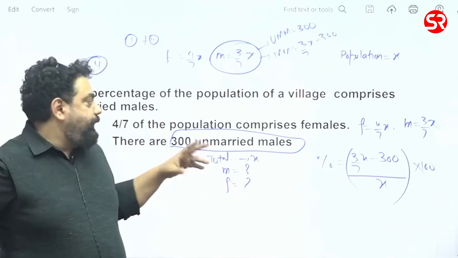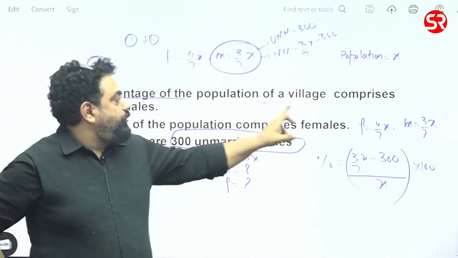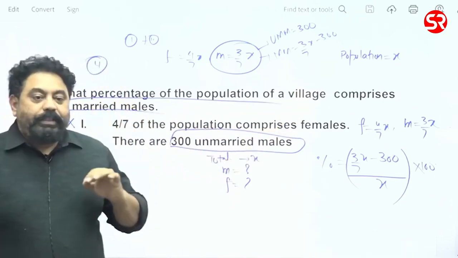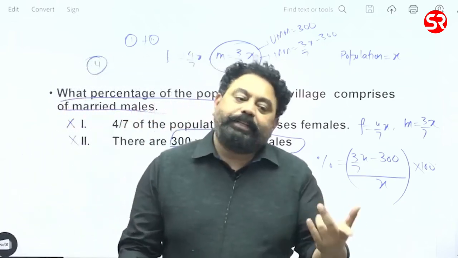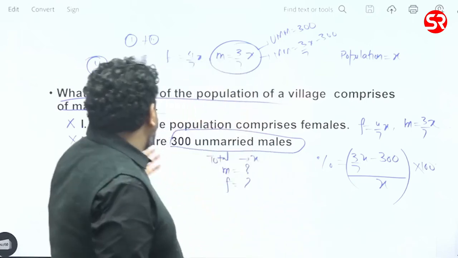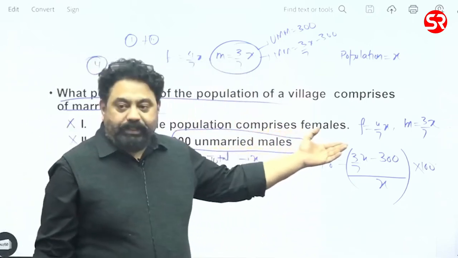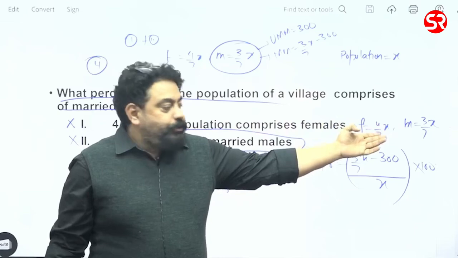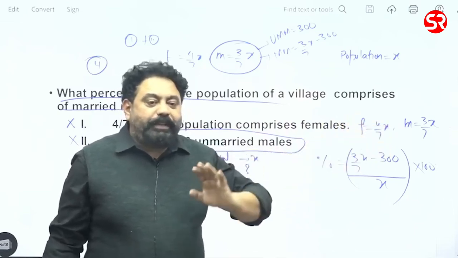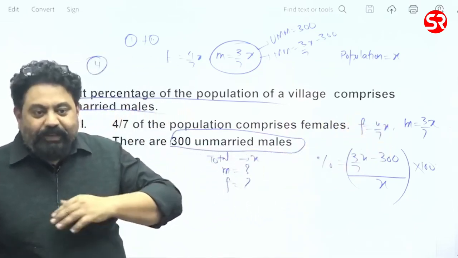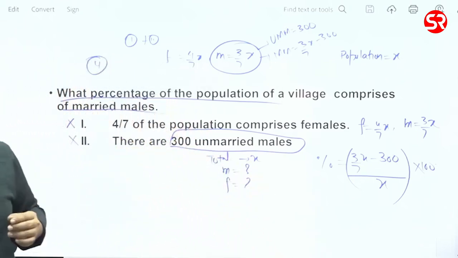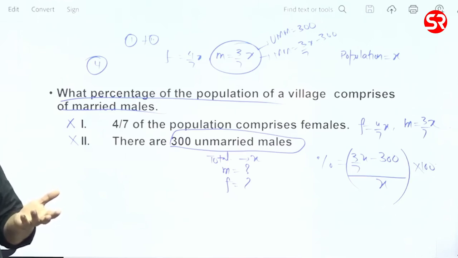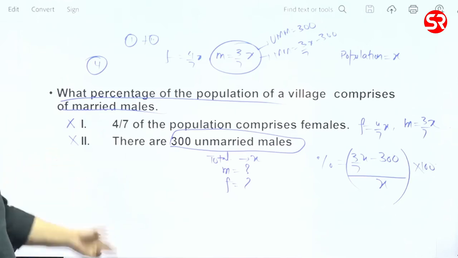मिक्सिंग किया. पहले देख क्वेश्चन क्या है, what percentage of population of village comprises of married males? He is asking you the percentage of married males. So you need married males upon total population into 100, right? First statement is giving you 4/7 of the population comprises of females. So females are 4/7 of X. So males would be 3/7 of X. तो इससे percentage of married males तो नहीं मिल रहा है. First is not giving you answer. Second statement says there are 300 unmarried males. Now if there are 300 unmarried males, how many are married is not given to us. What is the total population? Not given to us. Statement 2 alone is not sufficient.